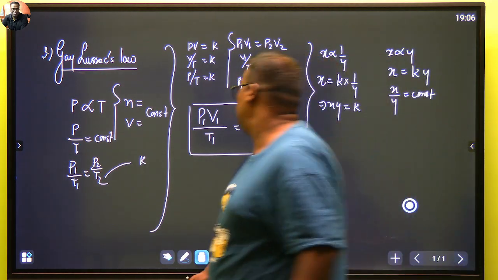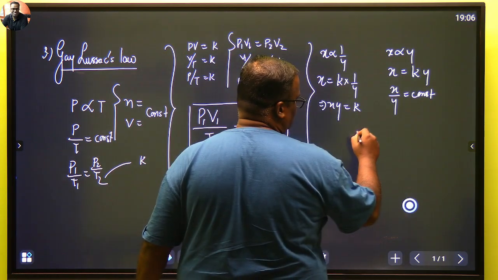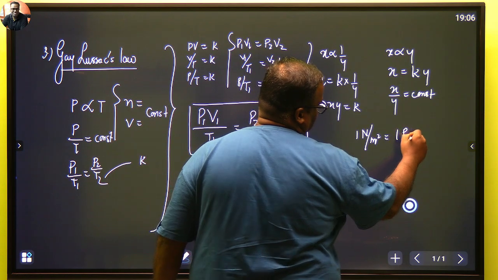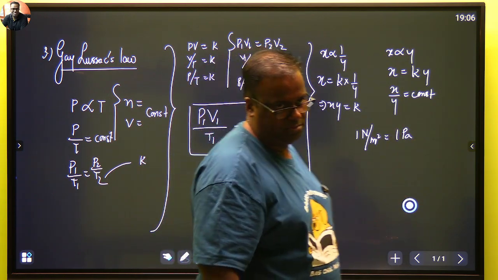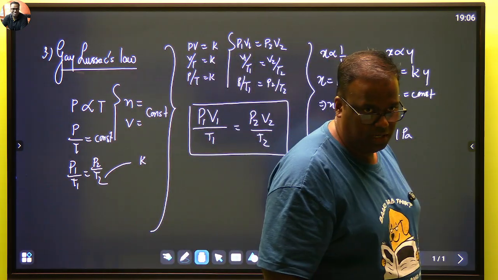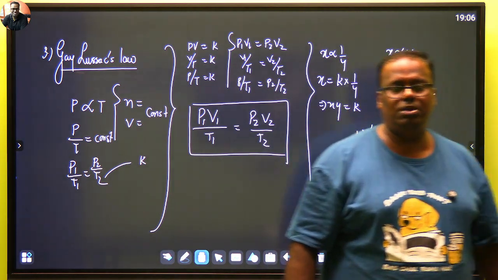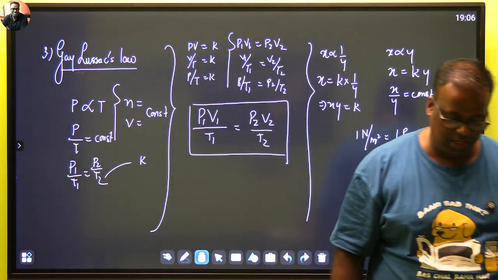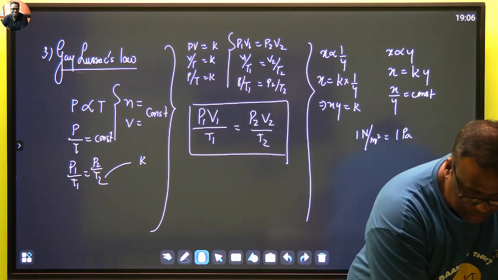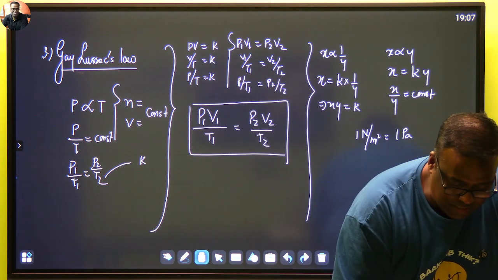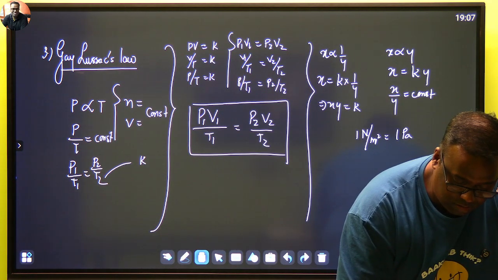Okay, some more interesting conversions you should know. 1 Newton upon meter square is given by 1 Pascal. Okay, 1 Newton upon 1 meter square is given as 1 Pascal. Okay, this is one conversion that you will need, and I don't think we need any other conversion. So let's start with our problems.